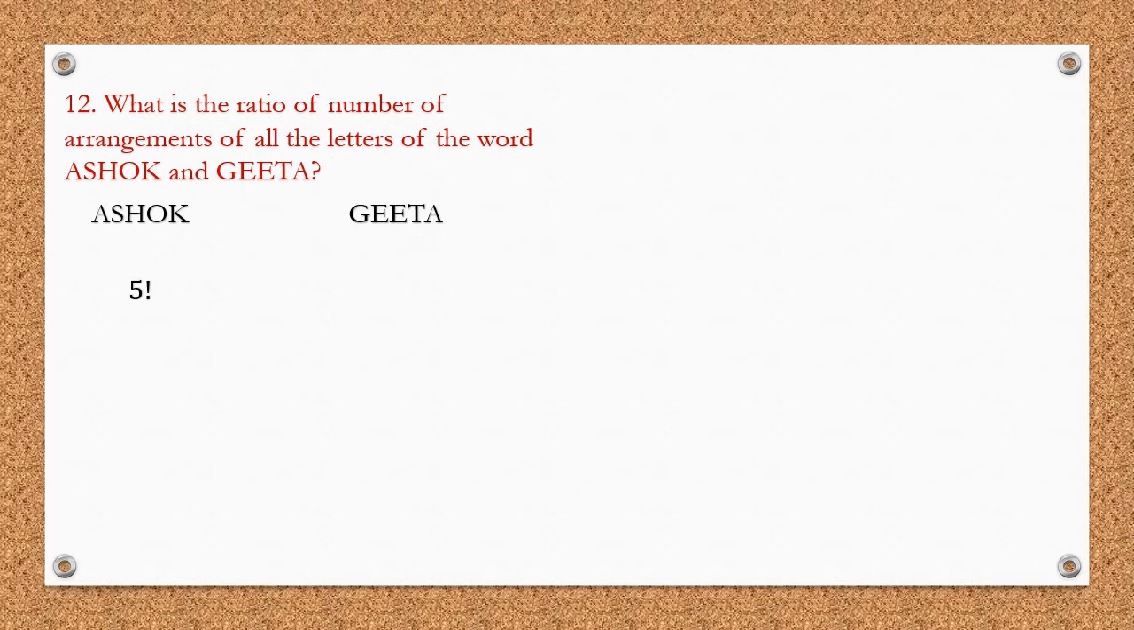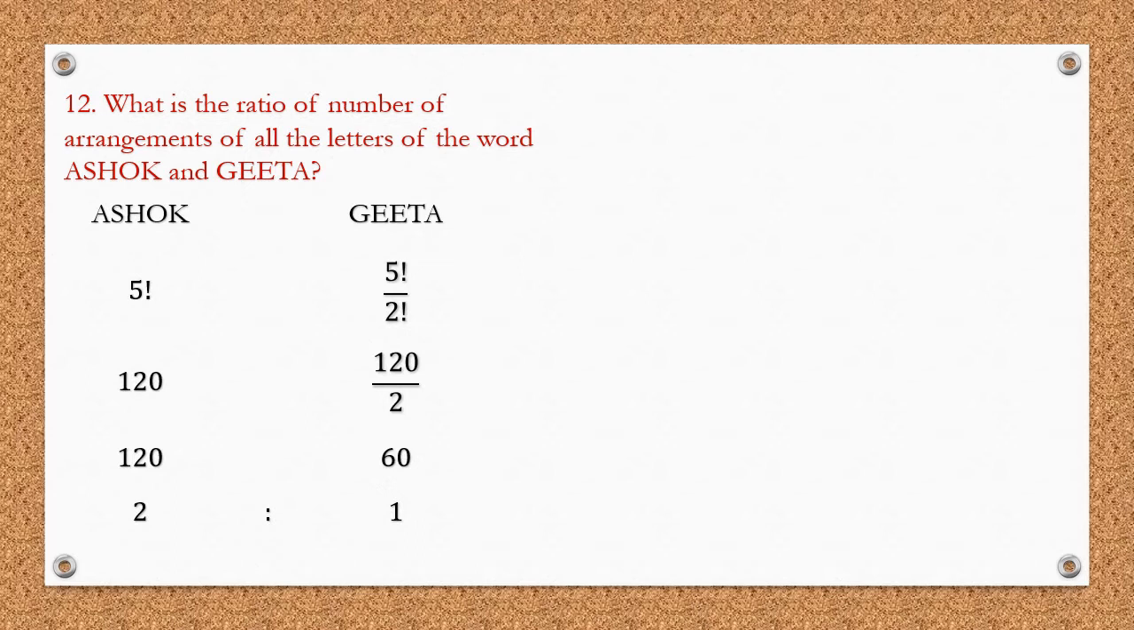For the word Gita, similarly, we have 5 characters, but the letter repeated twice makes it 5 factorial divide by 2 factorial. I hope you guys are getting this properly. Because in Gita, 5 characters are there, 5 factorial will be the total arrangements, but because a letter has been repeated 2 times, I have to divide it by 2 factorial. We just did this in the previous question. So 5 factorial will be 120, but 5 factorial upon 2 factorial will be 120 upon 2, that is 60. And when we simplify this, we get the ratio as 2 is to 1.